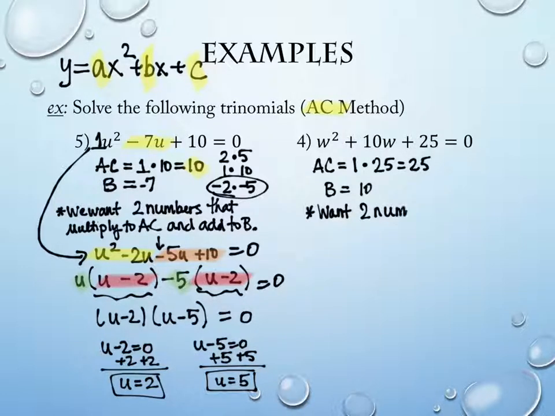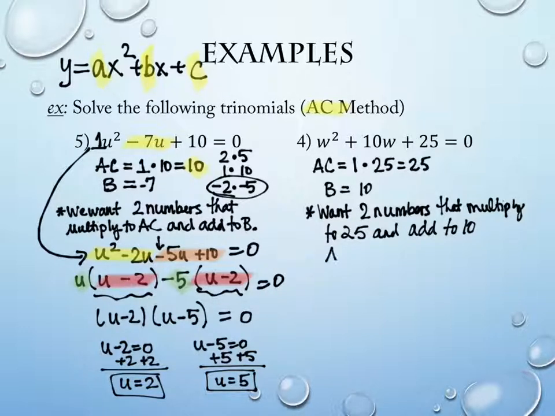So I want two numbers that multiply to 25 and add to 10. And Josh says that he thinks it's 5 and 5. Will that do it? 5 times 5 is 25. 5 plus 5 is 10. Okay, so what do I do with them?